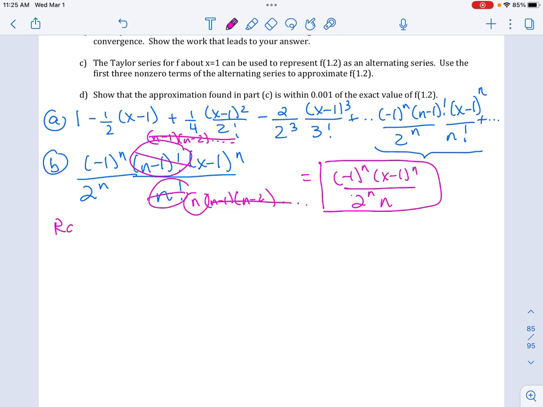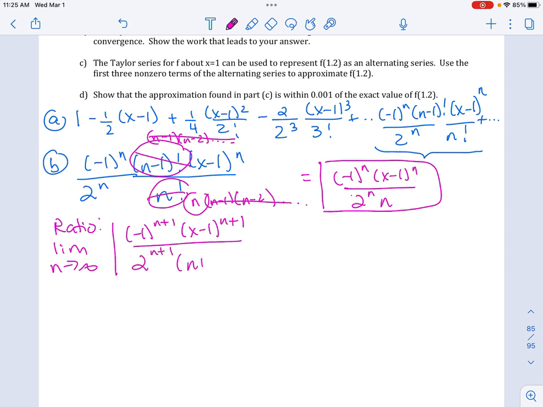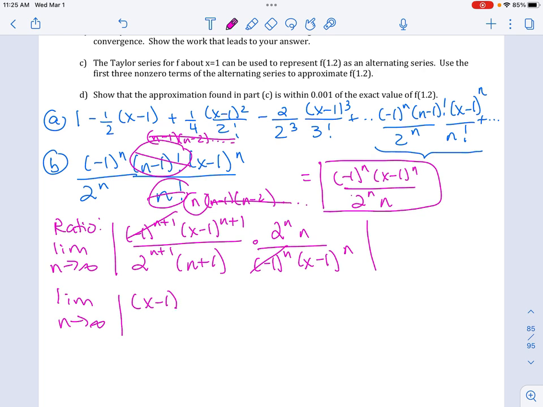So now I'm going to go ahead and do the ratio test. So the limit as n goes to infinity, absolute value, we take the n plus first term, all divided by the nth term, so flip it. So this is my setup. And you will notice lots of things will drop out. The negative ones become unimportant. You'll have the 2 to the n. So if you want to do an extra step in here where you clean things up, really you just have an x minus 1 to the first, a 2, and this.